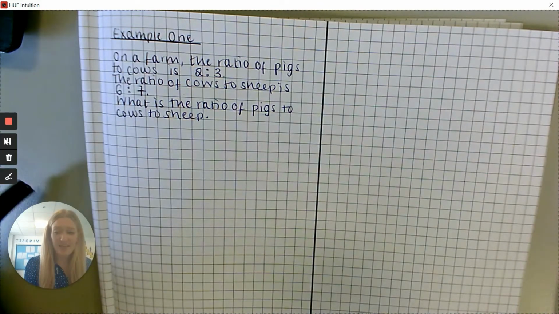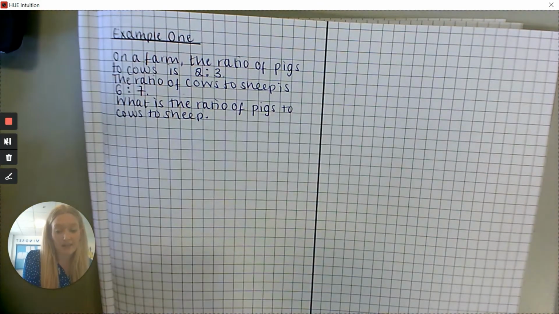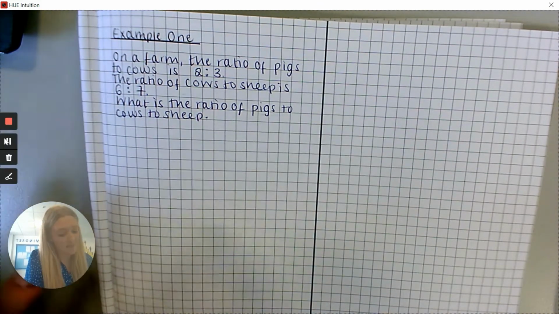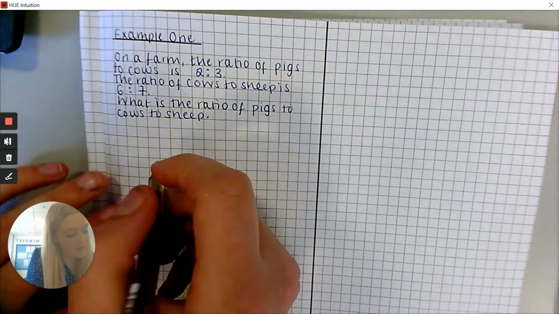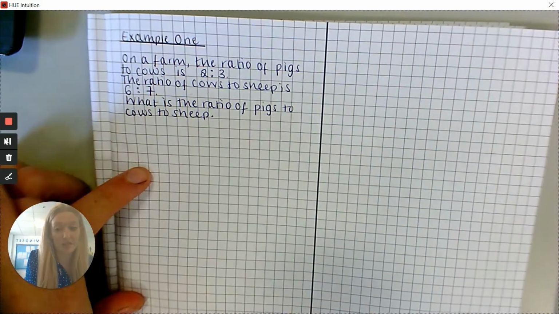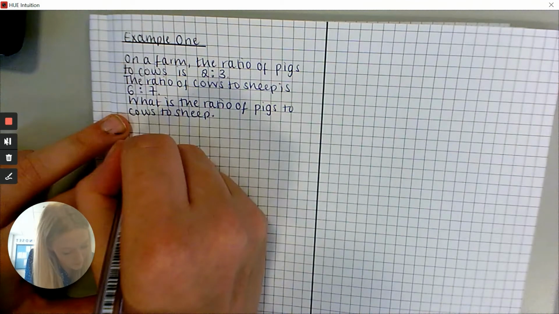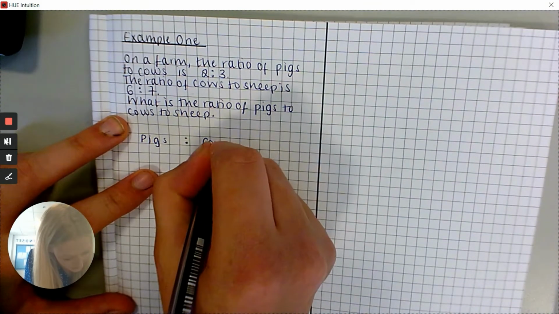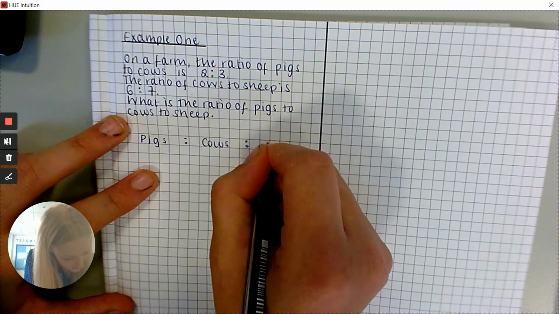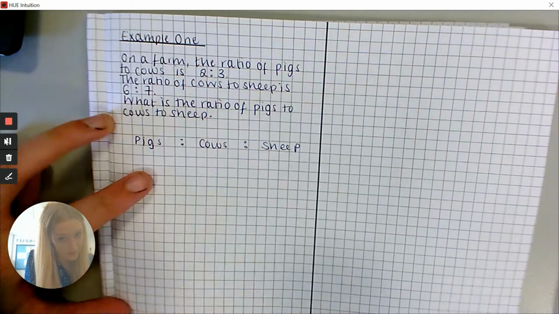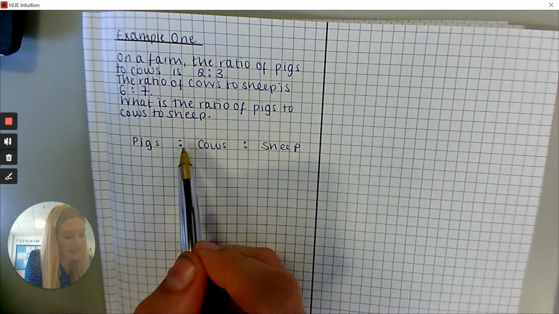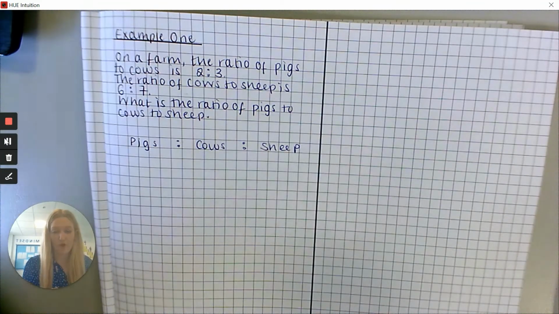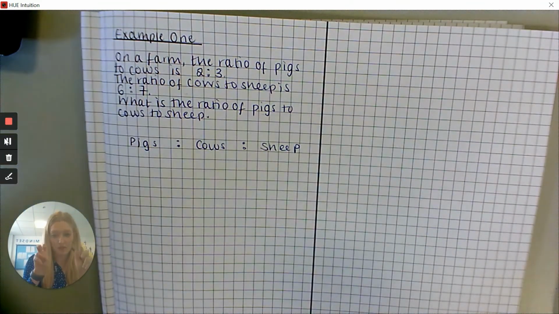So the first step here is to work out what the question is asking me to find, okay? It's asking for the ratio of pigs to cows to sheep. So I'm going to fill that in. It wants to know pigs to cows to sheep. And we remember that these dots here is just how we write the to. We've got pigs, to cows, to sheep, and that's what these dots mean.